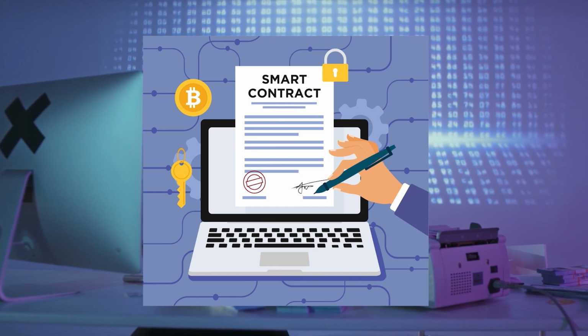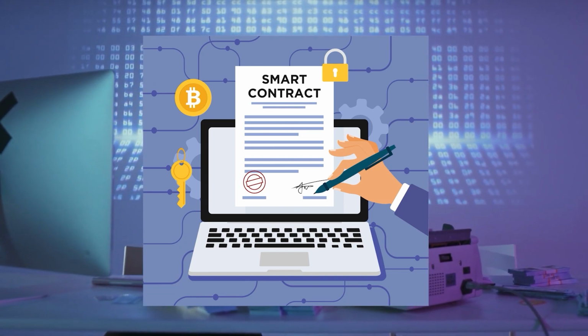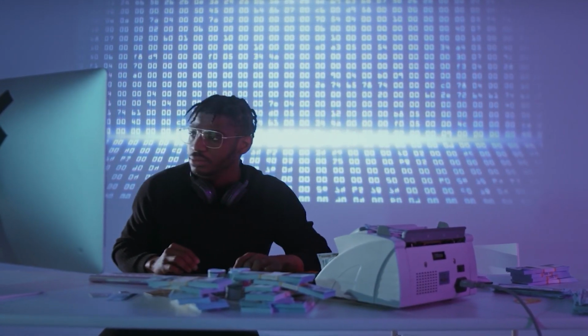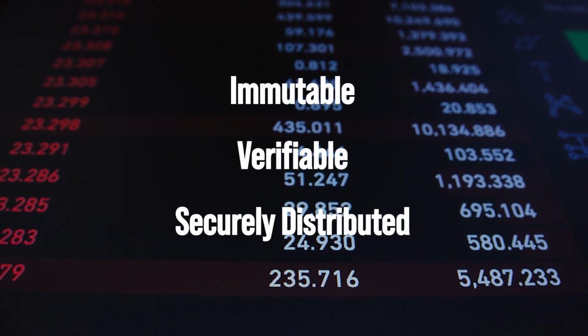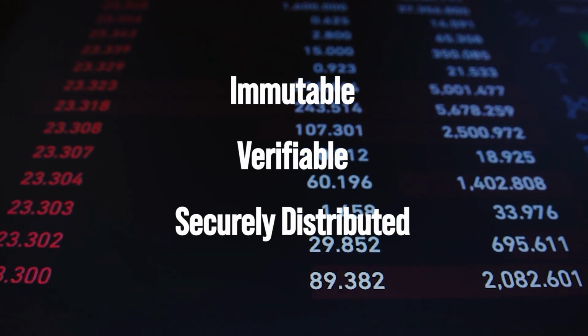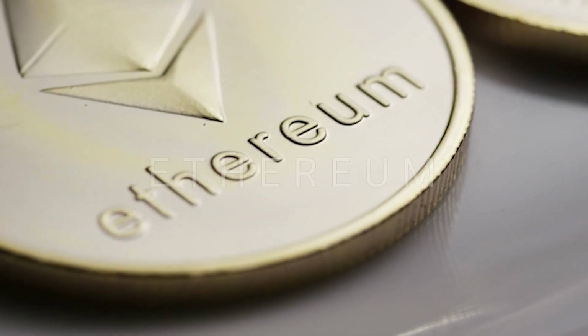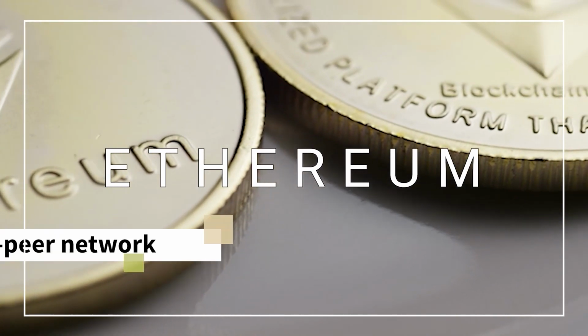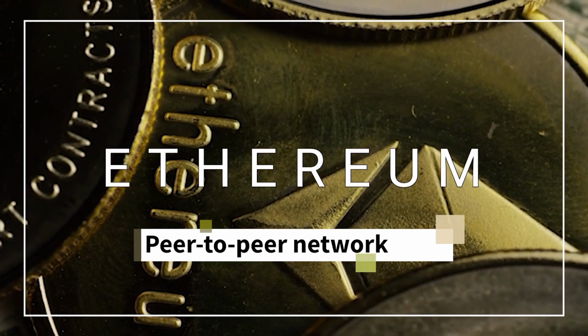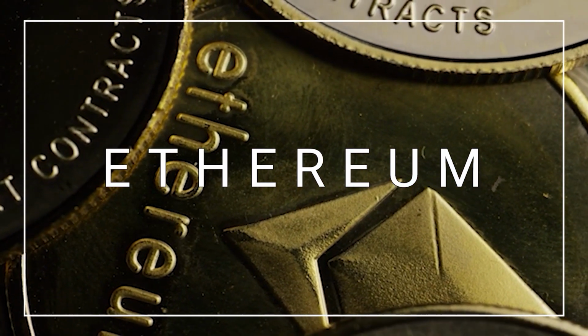Have you heard about smart contracts before? Well, many blockchain-based ecosystems rely on them because their transaction records are immutable, verifiable, and securely distributed across a network. Ethereum is a decentralized blockchain platform that establishes a peer-to-peer network that securely executes and verifies those smart contracts.